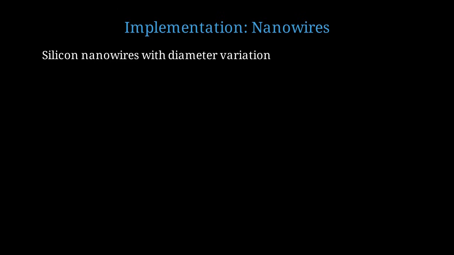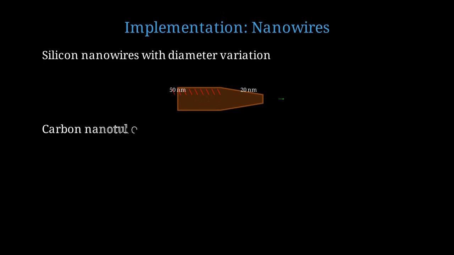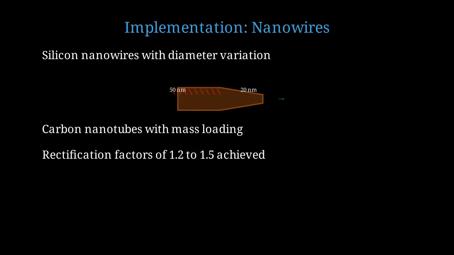Now let's discuss how these principles are implemented in real nanostructures, starting with nanowires. Researchers have fabricated silicon nanowires with controlled diameter variations along their length. A typical design varies from 50 nanometers diameter down to 20 nanometers. The geometric asymmetry creates preferential heat flow. Carbon nanotubes can be functionalized with different molecular groups on each end, creating mass asymmetry. These nanowire rectifiers typically achieve rectification factors between 1.2 and 1.5, meaning heat flows 20 to 50% more easily in one direction.